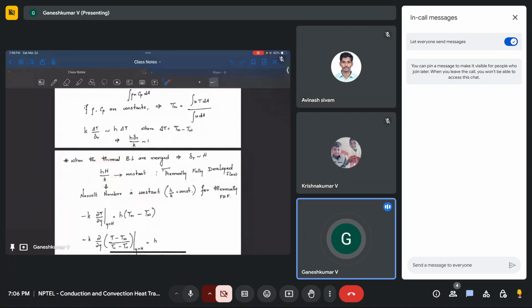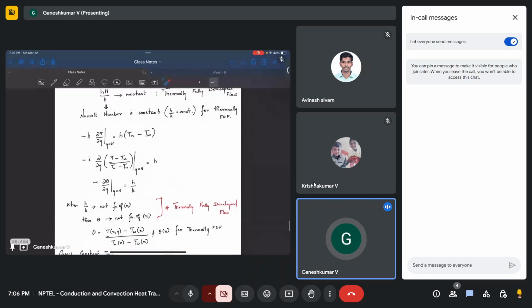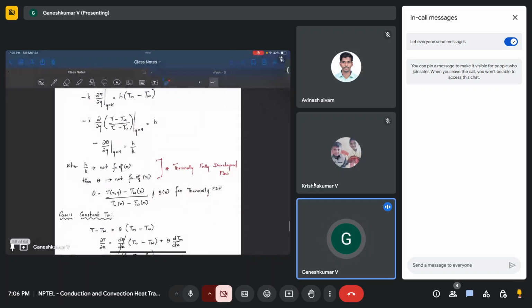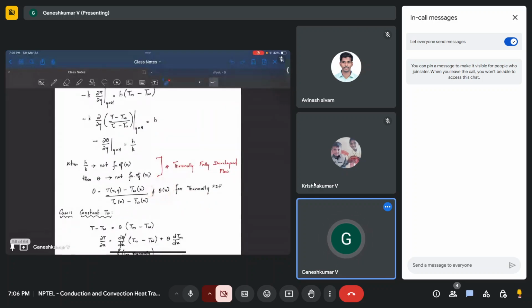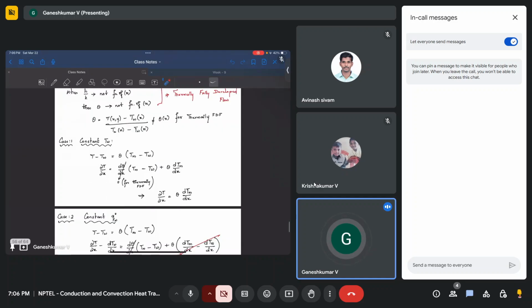Okay. Now we can non-dimensionalize this, and we did this, and then we found out that theta is not a function of x, which means it is not a function of the axial direction for a thermally fully developed flow. We are going to deal with thermally fully developed flow for the entire analysis. We are not going to worry about that initial part where the flow is developing. Okay.